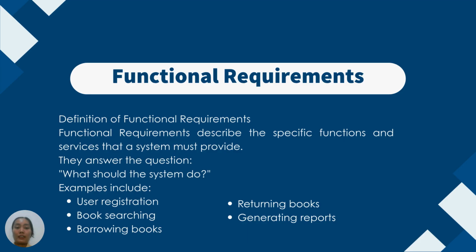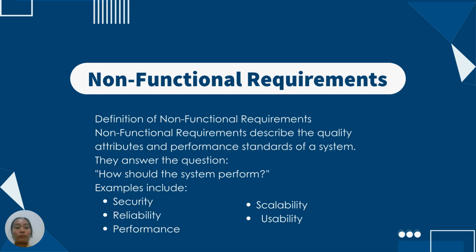Functional requirements. Functional requirements describe the features and functions that a system must provide. They answer the question, what should the system do? For example, in a library management system, users should be able to search for books, borrow books, return books, and log into the system. Without functional requirements, developers would not know what features need to be implemented.